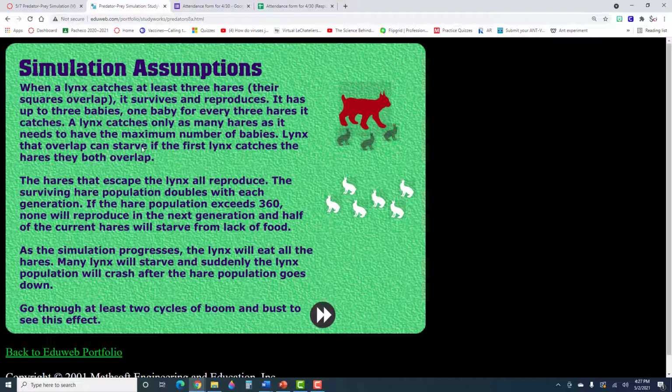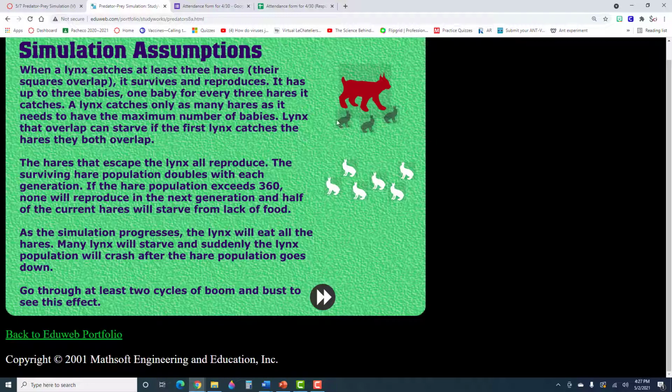Lynx that overlap can starve. If the first lynx catches the hares, they both overlap. So if 2 lynx land on top of each other, then it's just the first one that catches them. Hares that escape the lynx all reproduce. The surviving hare population doubles with each generation. So, if this is how many you have and they all live, then you have 12 next time.